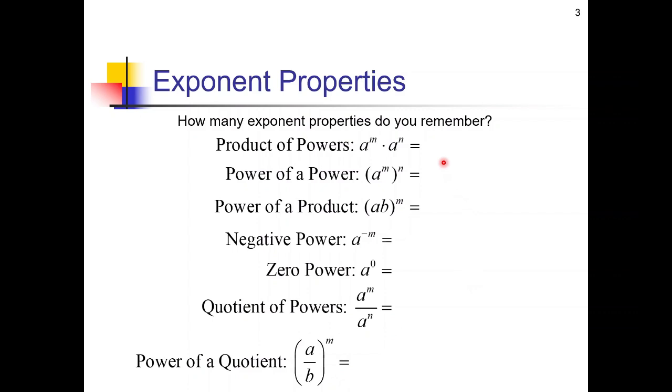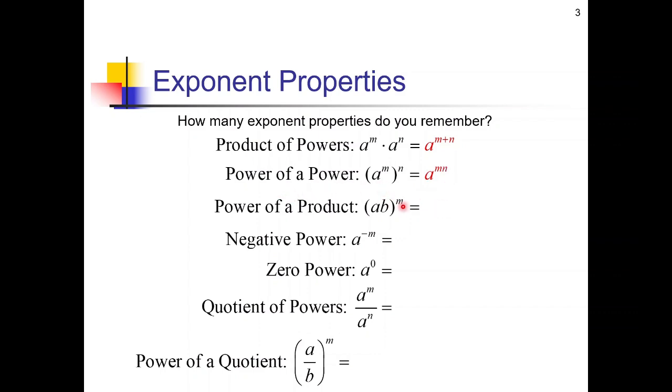Alright, so let's go through these one at a time, and they all have kind of a special name. So we have the product of powers here. So we've got basically the same base, and if we're multiplying these together, we're going to be adding the exponents. So this is a to the m plus n. And here we have the power of a power, something to a power raised to another power. In that case, we multiply the exponents, so a to the m times n.